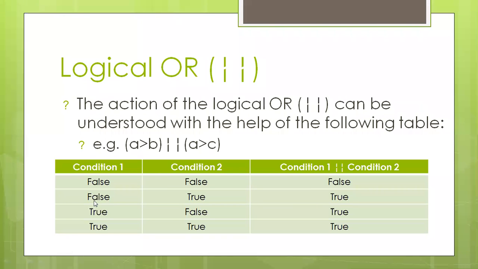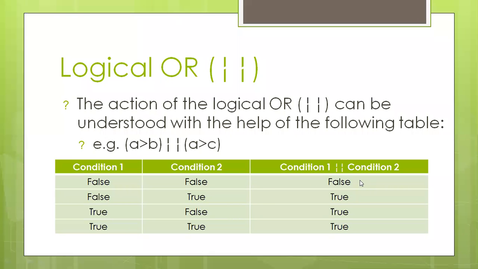If the first condition is false and the second is true, what I explained, if only one condition is true, then also it's going to return you true. So true. Okay. Then here true, false means the first condition is true and the second condition is false. Then also it will return true. And when both the conditions are true, ultimately it's going to give you true.